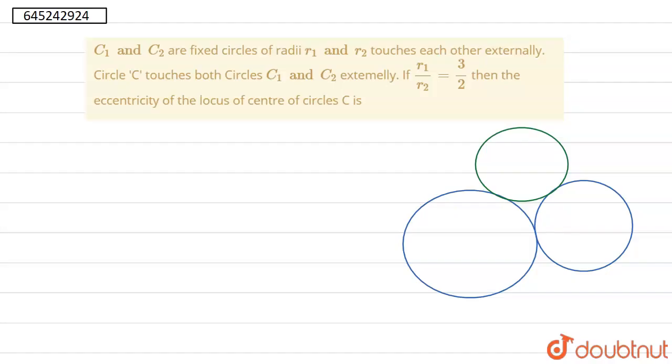So hello everyone. In this question they said that C1 and C2 are fixed circles of radius R1 and R2 that touch each other externally, and circle C touches both circles C1 and C2 externally. They give the ratio R1 divided by R2, which is 3 by 2. Then we have to find the eccentricity of the locus of the center of the circle C.